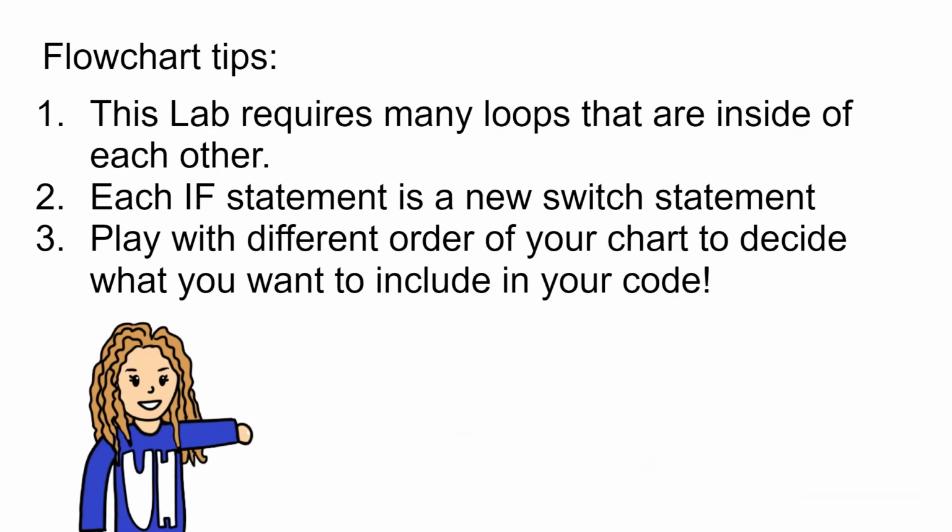Here are some tips for your flowchart. Include keywords so you can easily pick and move the code blocks when you start to code. This code includes a loop with switch statements nested inside of it. Familiarize yourself with the code blocks. And finally, play with the order of your flowchart. Try different things to see what you want to include in your code.